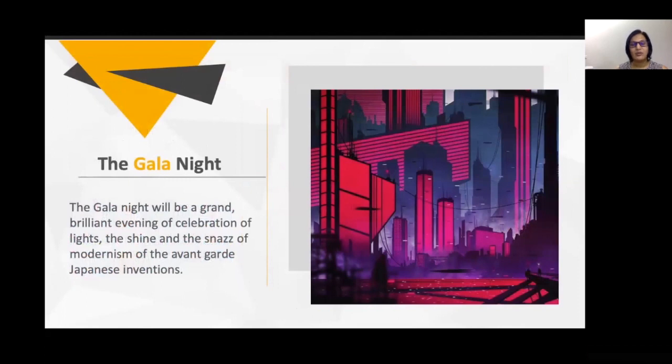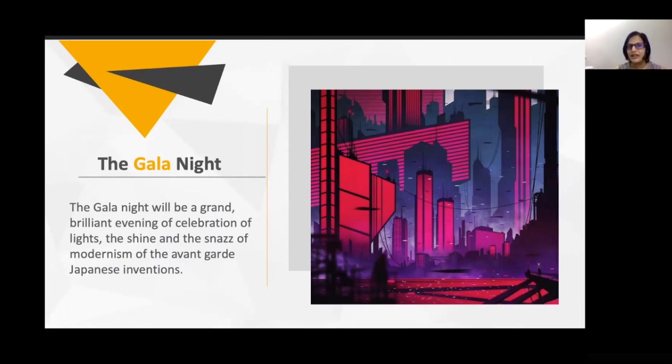Okay, now we got electrifying Tokyo as a theme for the gala night. And what did we do with it? How did we design the event around this theme? Okay, so we gave an overview that it will be a grand, brilliant, full of lights and colors. It will be a brilliant evening of celebration of lights, the shine, and the snazz of modernism, of Japanese inventions. Okay, so this was going to be a very modern look at the Japanese style of life.